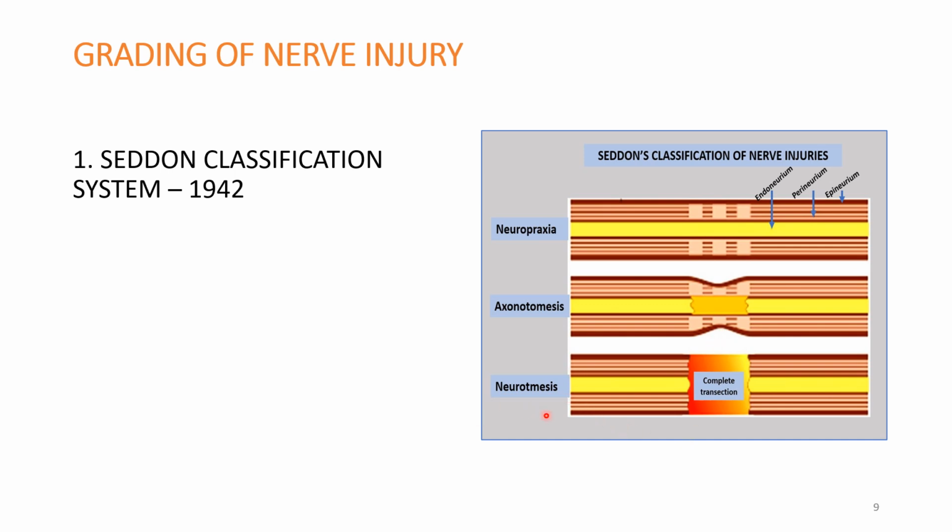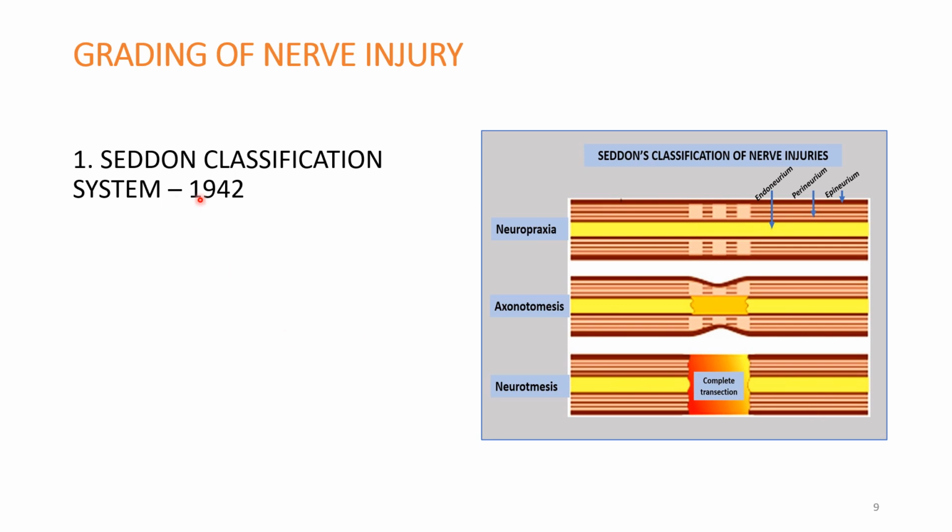Now coming to neurotmesis, meaning division of the nerve, complete transection of the nerve. It is the most severe form of nerve injury. Here the nerve is completely transected. No recovery is possible unless it is surgically resutured, and the recovery is also unpredictable. Here the supportive tissue and neural tissue, all these layers are completely damaged.